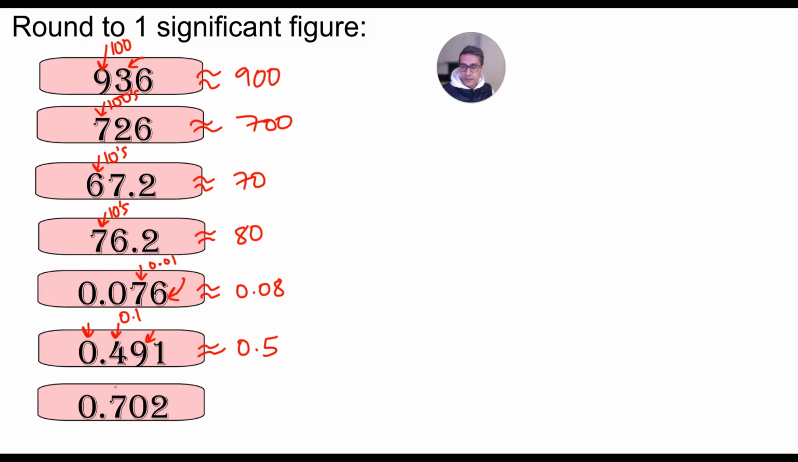And then 0.7, leading 0. The 7 is to the nearest tenth. So this is going to be 0.7 or 0.8 when we round this.